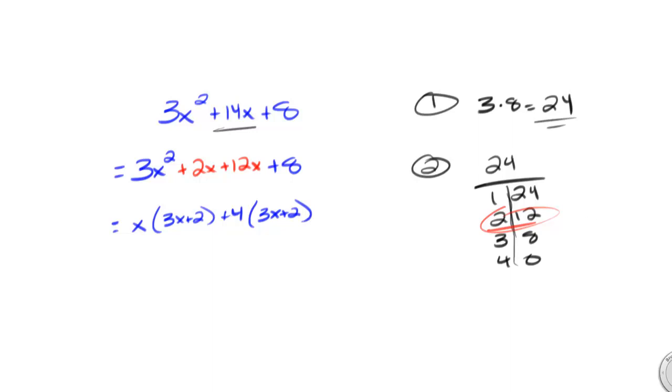As always with factor by grouping, it's essential that this binomial factor is the same. If it is, what I do is factor that out of each. So I write 3x plus 2. I factor that out, and when I do that, what I'm left with is the x plus 4. That is this quadratic completely factored.